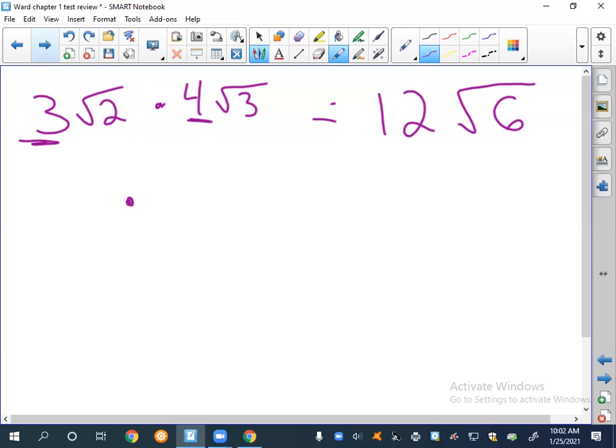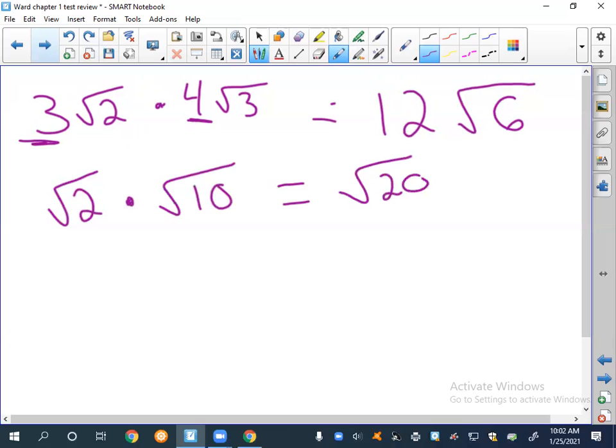Let's say we have, this is a perfect one, 2 times the square root of 10 times the square root of 10. Are there any big numbers or regular numbers outside we need to multiply together? No. So we multiply the numbers inside, and what do we get? 20. Now, don't just automatically say my answer is the square root of 20. Sometimes you'll have to pull out a number.